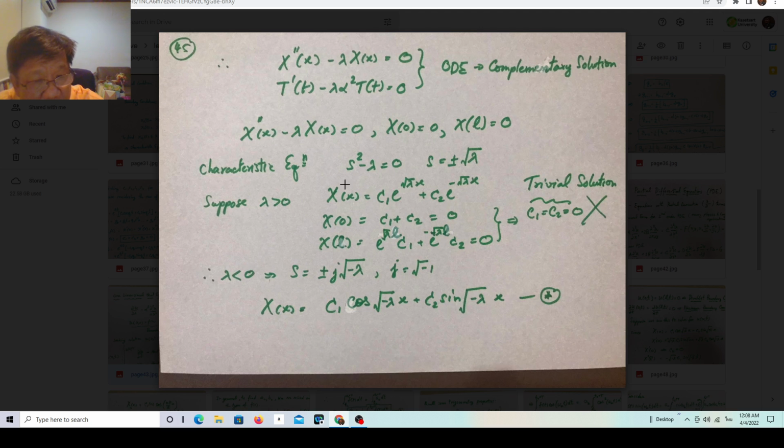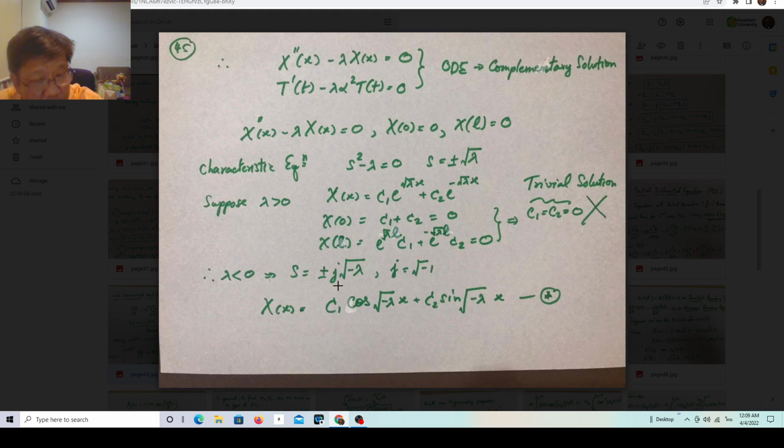But if lambda is less than 0, the roots of the characteristic or auxiliary equation become complex numbers. So when lambda is less than 0, your s becomes plus or minus the square root of minus 1, which I put as j, times the square root of minus lambda. You can see that j is equal to the square root of minus 1, and the square root of minus 1 times the square root of minus lambda gives the result of the square root of negative lambda also.